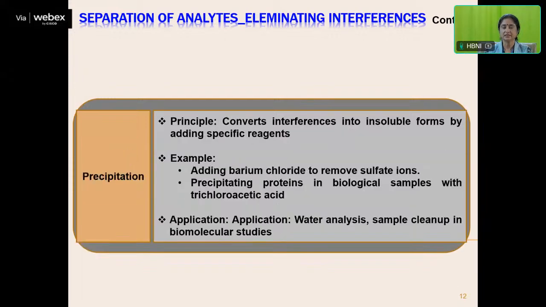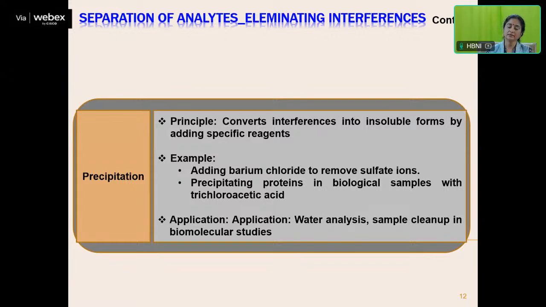Now precipitation. This is also an important separation technique which converts interferences into insoluble forms by adding specific reagents. For example, adding barium chloride to remove sulfate ions. You know that barium sulfate gets precipitated. Also, precipitating protein in biological samples with trichloroacetic acid. The application is in water analysis and sample cleanup in biomolecular studies.